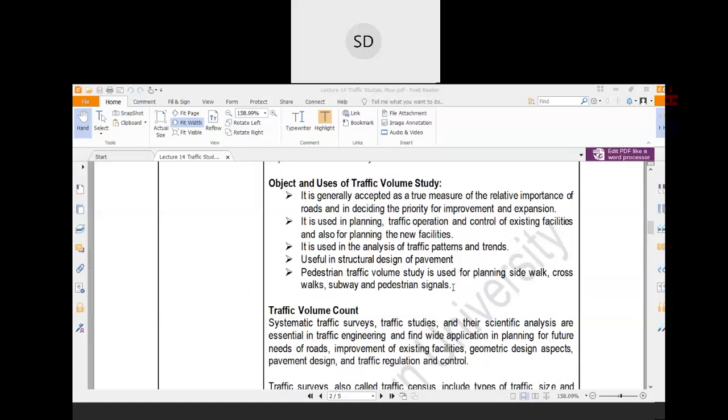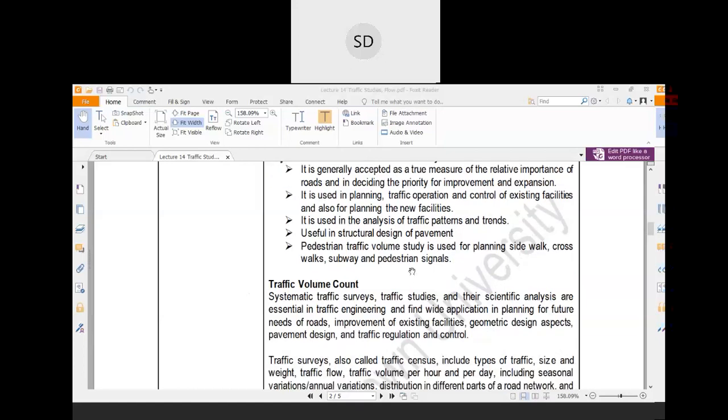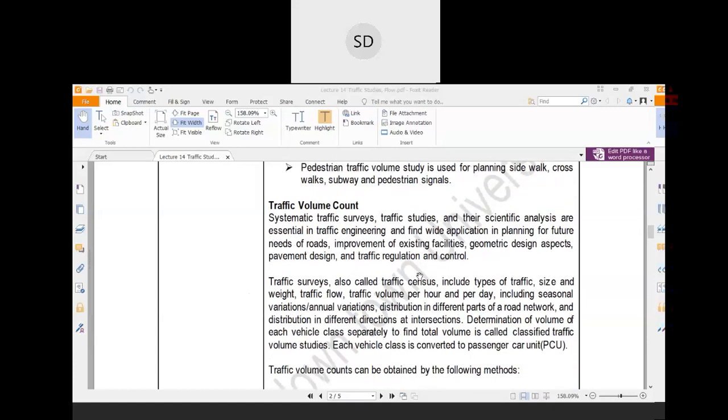Then pedestrian traffic volume. Pedestrian traffic volume means where you count the number of pedestrians crossing a particular section of the road. That is important for design of the sidewalk, crosswalk, subway and pedestrian signals. Now, traffic volume count. How will we count the traffic volume?